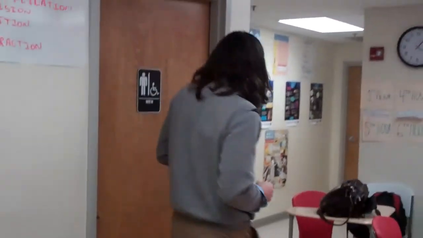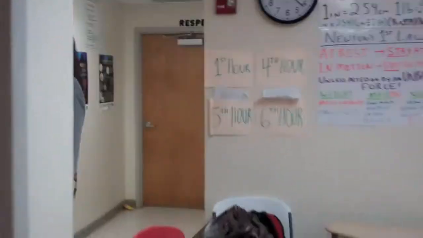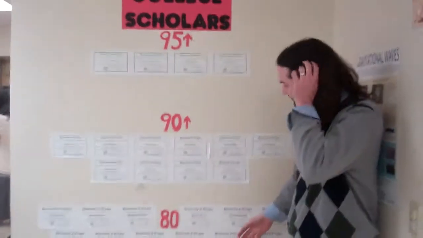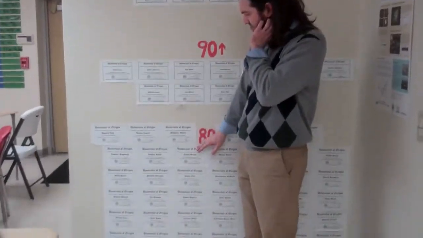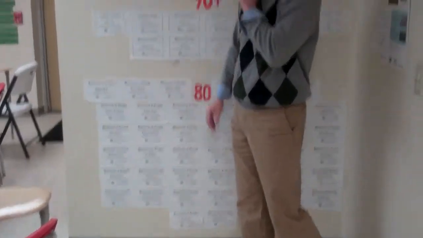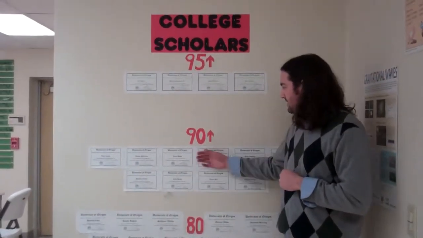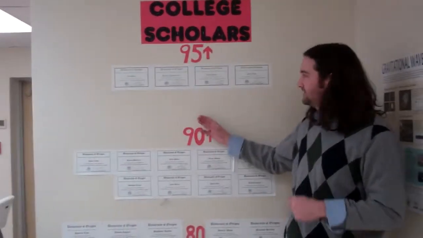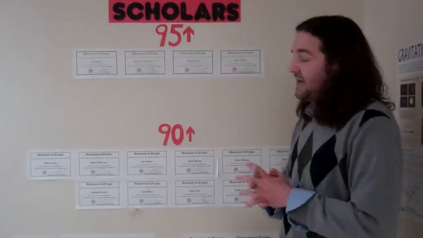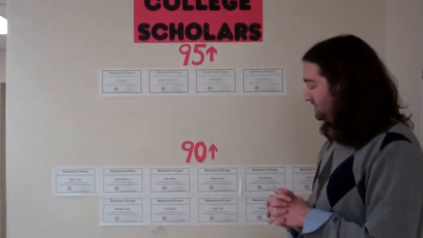Oh yes, I forgot one thing. The college scholars wall. Right when you walk in, it's the first thing you see on the wall. 80% and above is here. That's honorary bachelor's degrees from the University of Oregon. Here is 90% to 95%, honorary master's degrees from the University of Oregon. And then 95% and above is honorary doctorate degrees in physics from the University of Oregon.